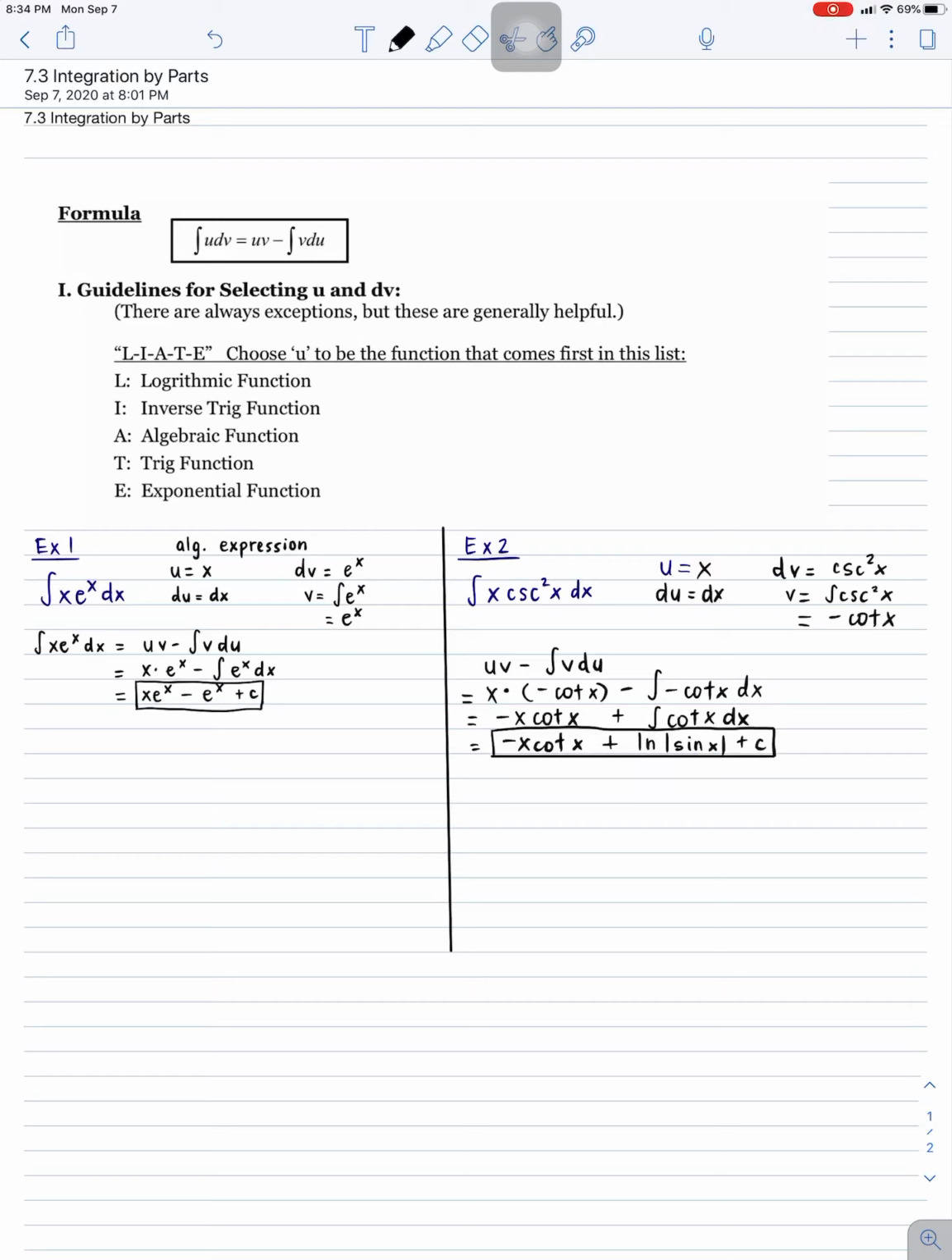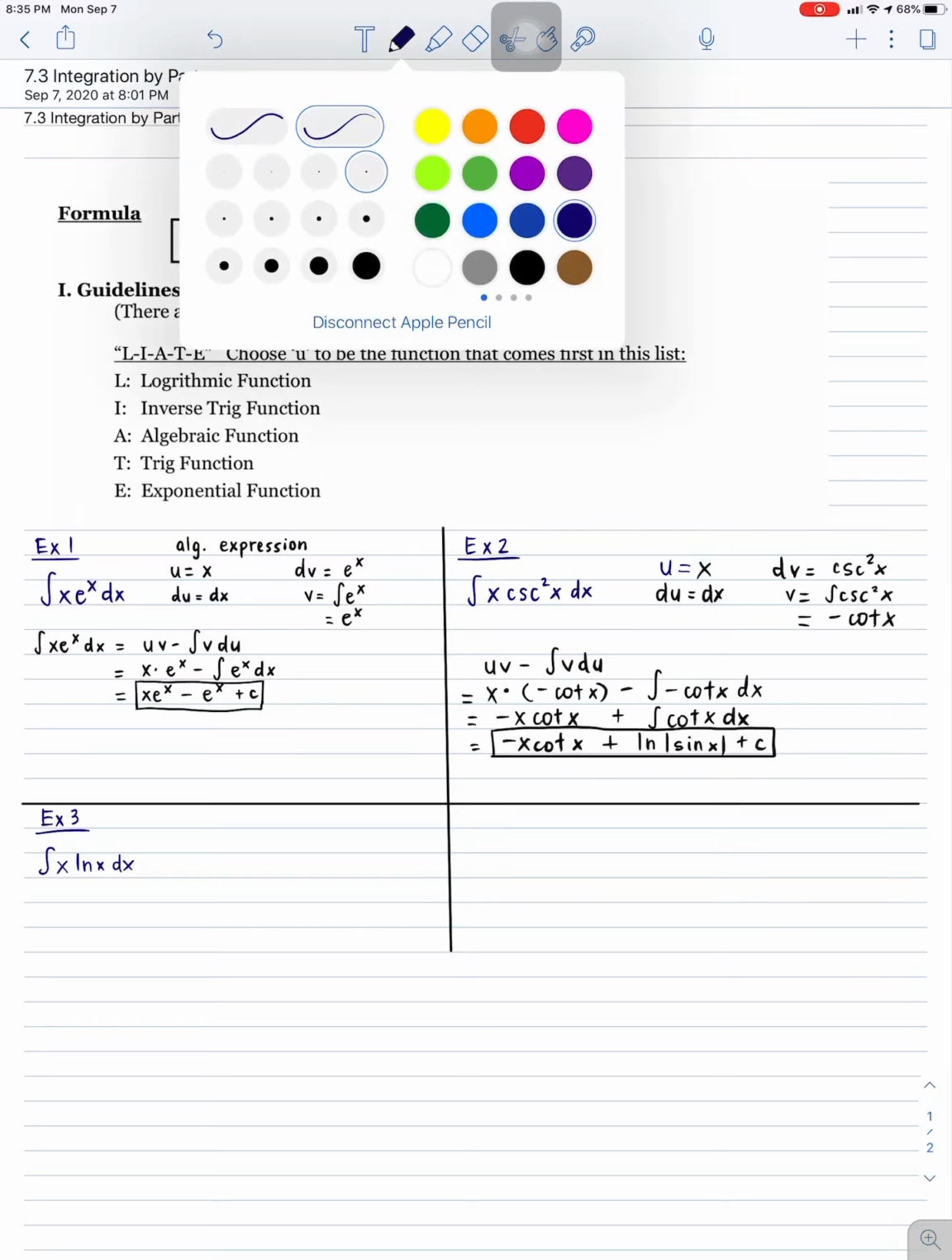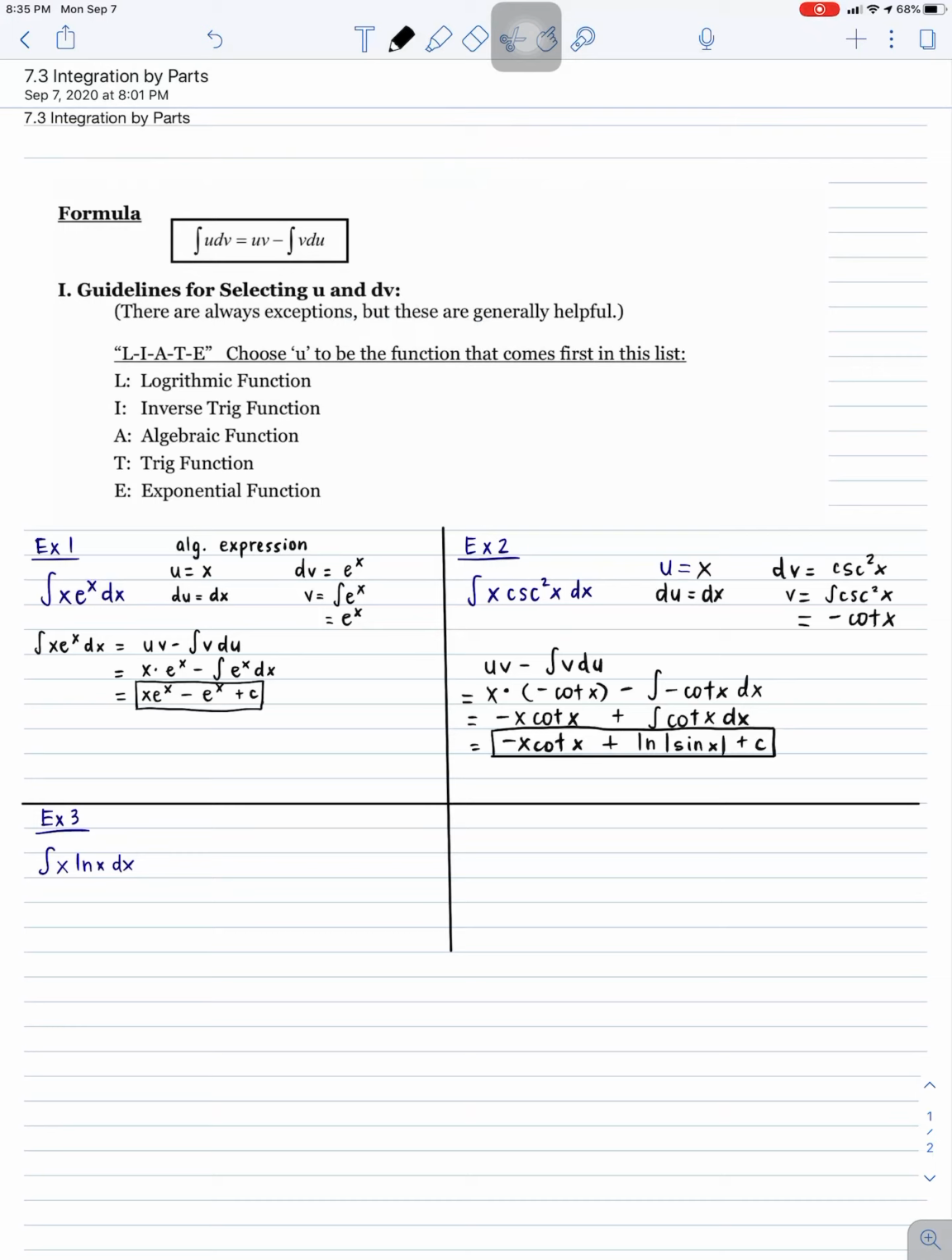And let's try example 3. So let's say that you guys have the integral of x times ln of x dx. Okay, so same thing. I encourage you to pause this and see if you can solve it on your own.